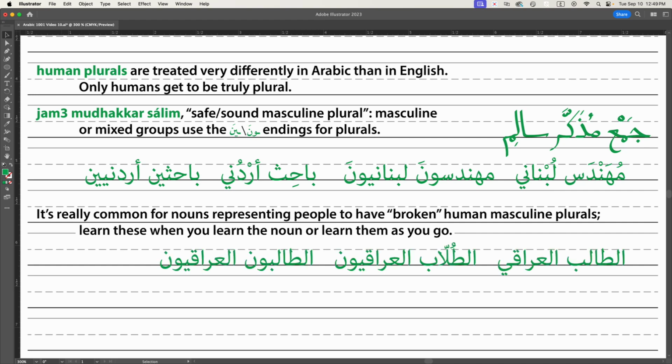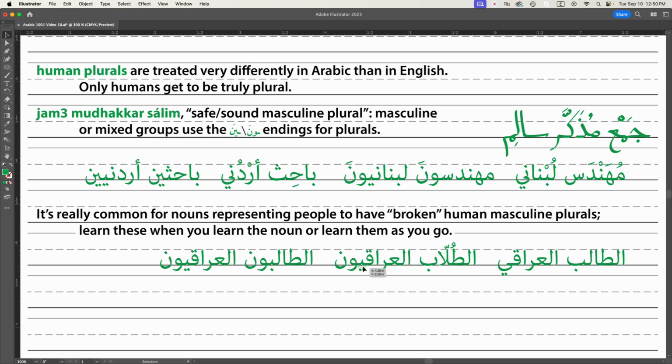or pick them up as you go. For example, Talib al-Iraqi, the Iraqi student. Al-Iraq is the name of the country. So we're going to make it plural. Now you might be inclined to say Talibun al-Iraqiyun, and everyone will understand you. No one will have a problem with that. But like many commonly used nouns referring to people, talib has an irregular, broken human plural. So tullab is the plural of talib.